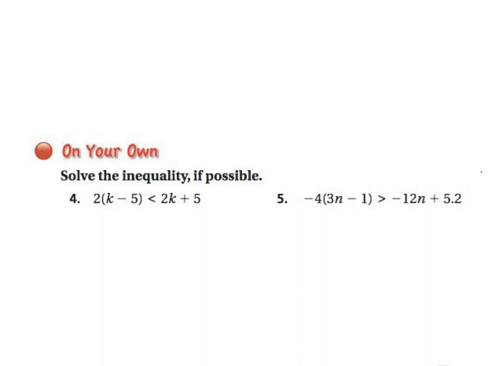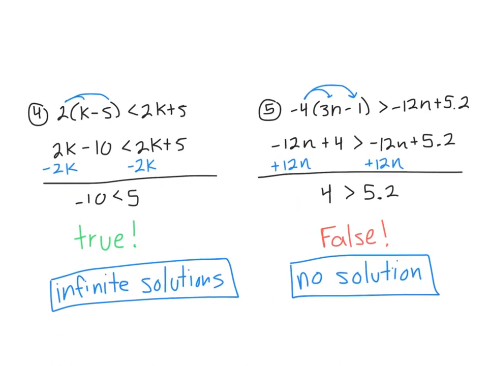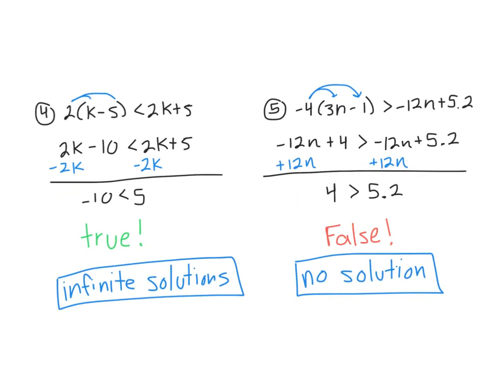Okay, go ahead and pause the video and give these last 2 a try. All right, so here, for the first one, we distribute and we see that we have variable on both sides, so we try to move it and our variable disappears. What we have left is -10 is less than 5. Now this is a true statement, which means we have infinite solutions.